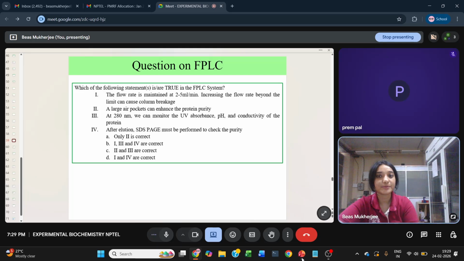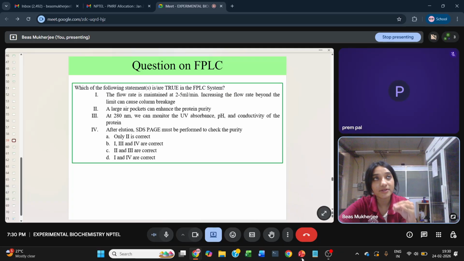Which of the following statements is or are true in the FPLC system? The flow rate is maintained at 2 to 5 ml per minute. Increasing the flow rate beyond this can cause column breakage. Now, this is a very practical question. A large air pocket can enhance the protein purity. At 280 nanometer, we monitor the UV absorbance, pH, and conductivity of the protein. After elution, SDS-PAGE must be performed to check purity. Which of these are true?